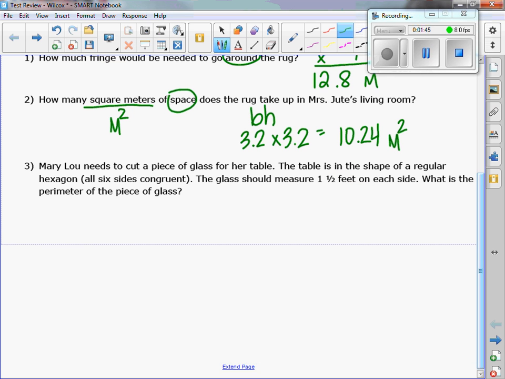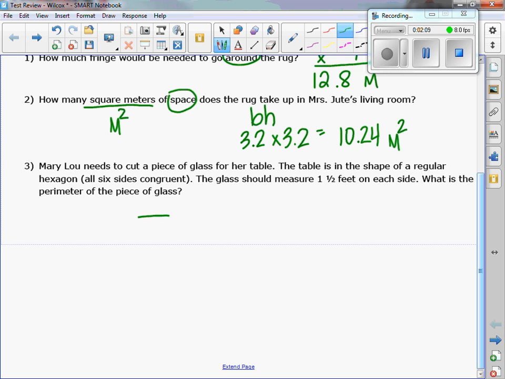Number 3, Mary Lou needs to cut a piece of glass for her table. The table is in the shape of a regular hexagon, so all 6 sides are congruent. A hexagon has 6 sides, and because it's a regular hexagon, they're even letting us know that all 6 of those sides are congruent. The glass should measure 1.5 feet on each side. What is the perimeter of this piece of glass?